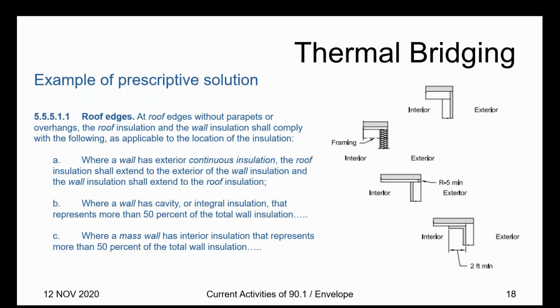So this is an example of the prescriptive text. We have the category, roof edges. This is where roofs meet walls. Then we have a series of descriptions based on where the insulation is. In many cases, building insulation is on the outside. In some cases, it's on the inside. In some cases, it's inside the wall or a cavity. So we have a lot of different solutions for where the insulation is located in your particular wall assembly. And we have some little diagrams to help explain some of this. Next.